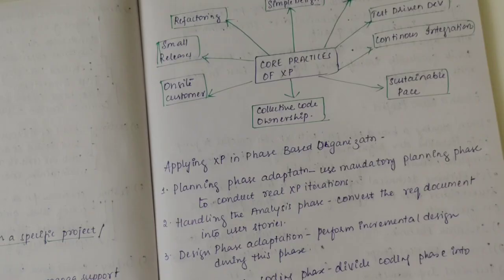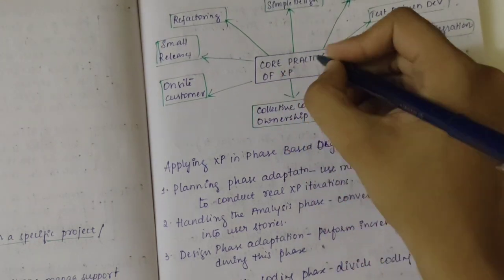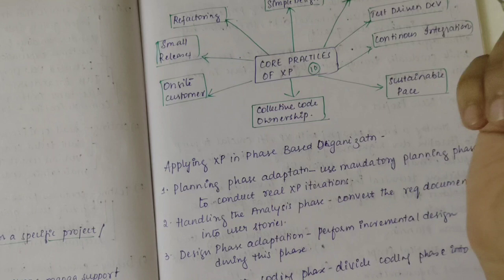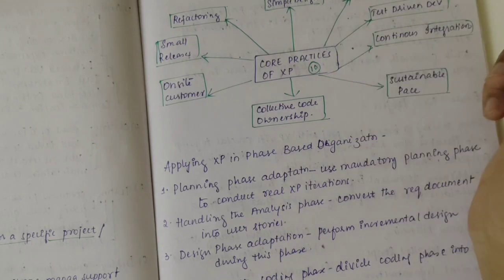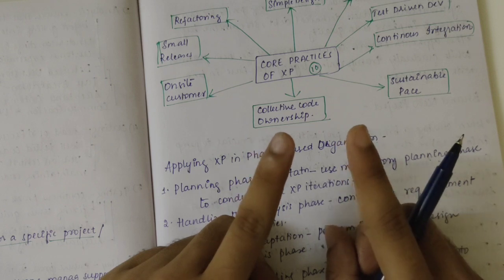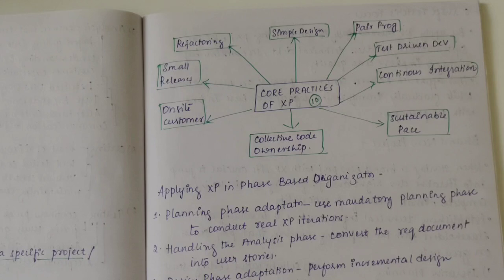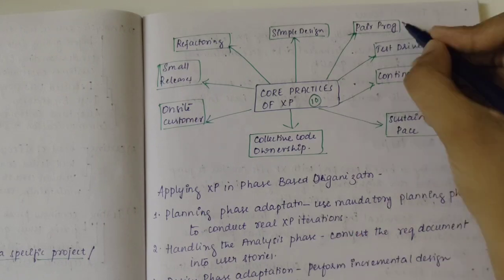Moving on further, we have the core practices of extreme programming and their significance. So core practices, again a 10-mark question, guys. So first one we have is pair programming. Pair programming means we make two programmers work together, and by doing so we can enhance the collaboration, communication, knowledge sharing, and all of that. So yeah, that was about pair programming.